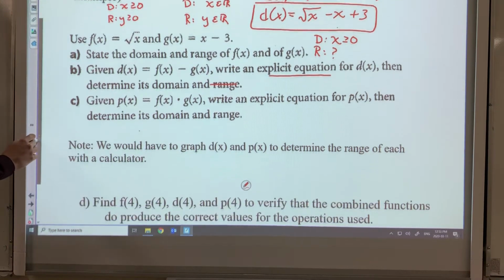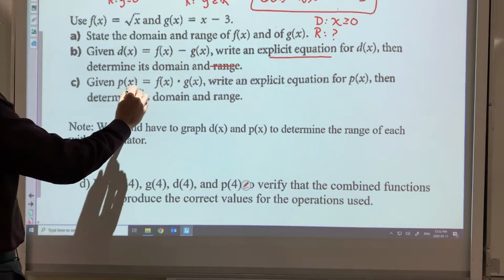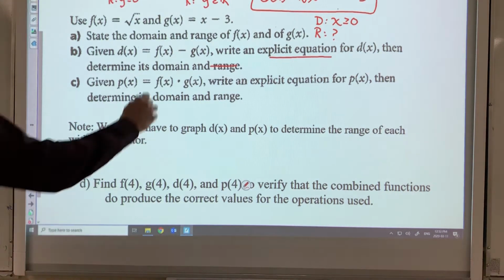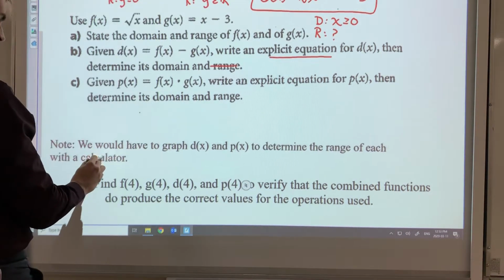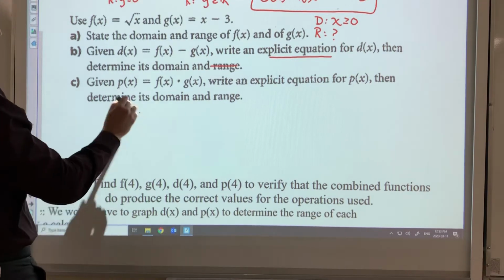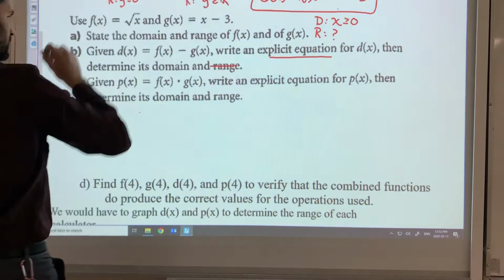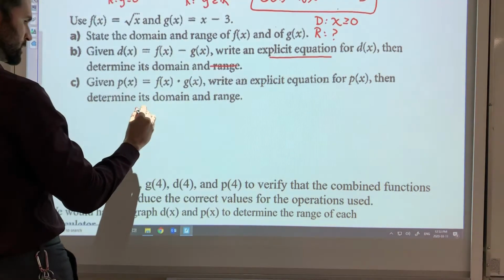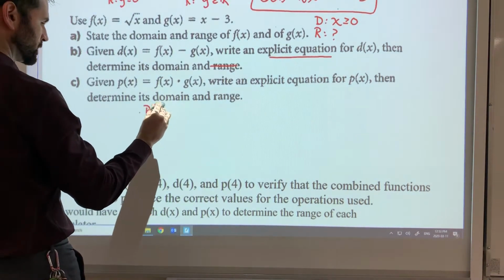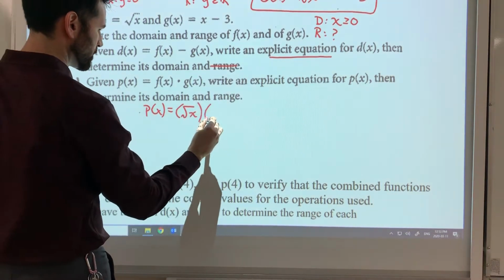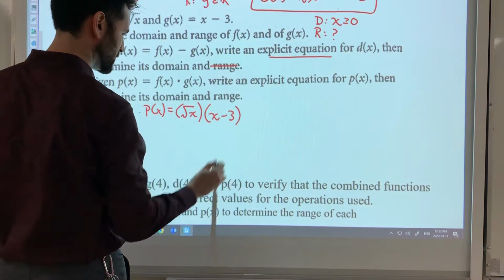They're also asking us in part C to do the explicit equation for f of x times g of x. So let's go ahead and do that. I'm just going to get this out of the way, and we can do that down here. So for f of x times g of x, that's just multiplying them together. One of them is the square root of x, the other one is x minus 3.